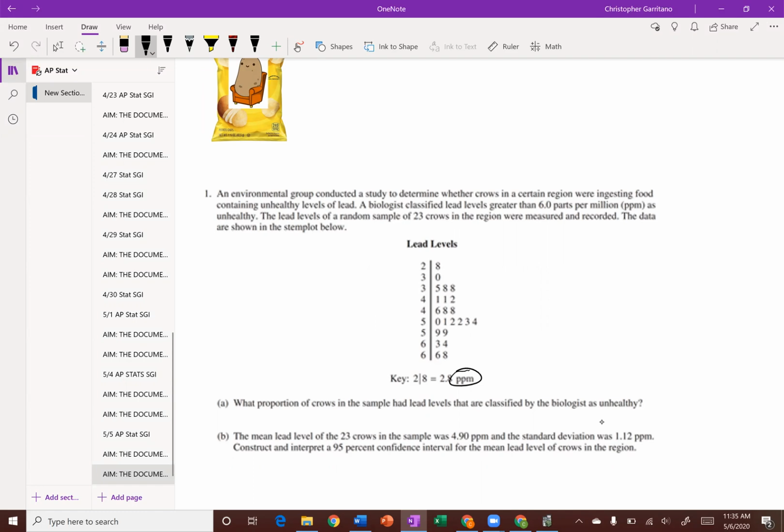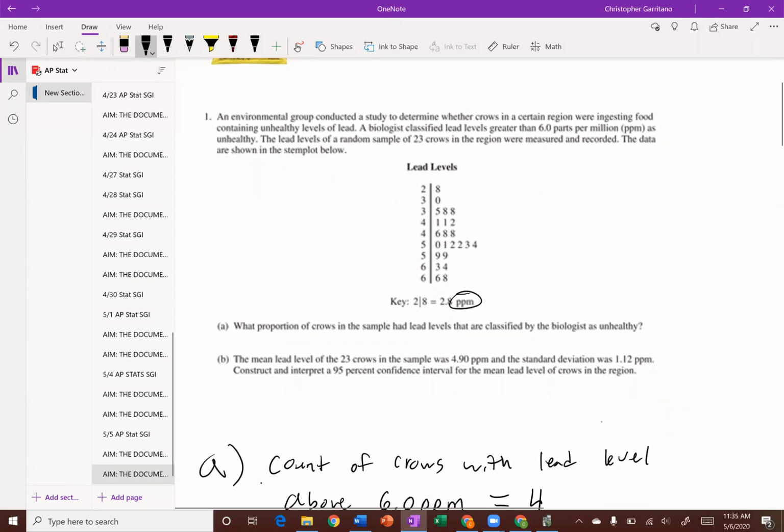Not only that, if you read the problem through, part B at least, they go on to mention that there's a mean lead level in a sample of 4.9 and a standard deviation in the sample of 1.12 parts per million. So these words are giveaways that what we're studying is quantitative data.